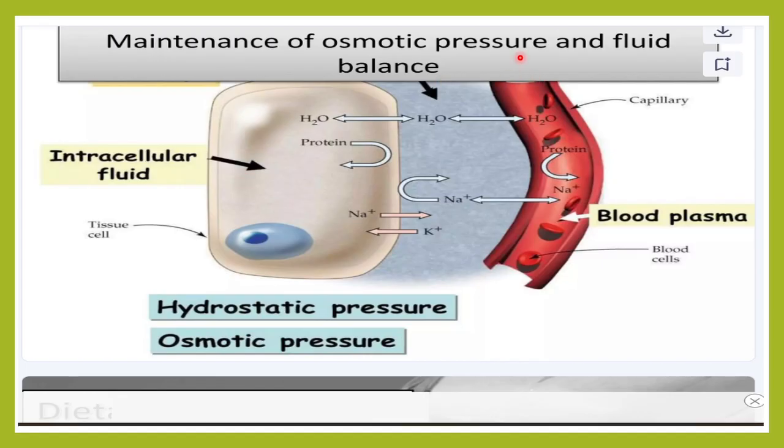Sodium also maintains the osmotic pressure and the fluid balance. In the later classes, we will study in detail about the fluid balance in our body. But remember, sodium is mainly located in the extracellular compartment, and this sodium will affect the water balance by hydrostatic pressure, osmotic pressure, by maintaining the osmolality, etc.